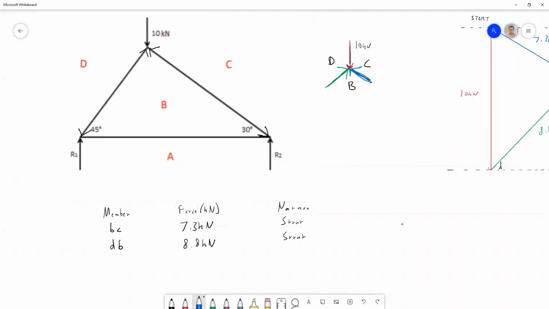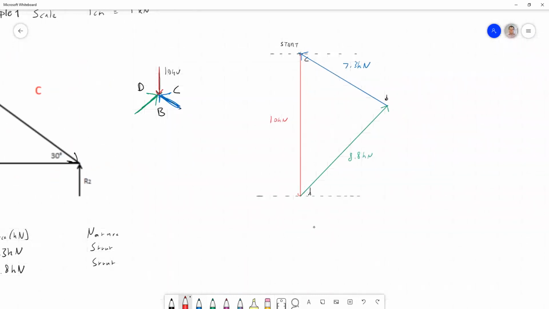Now we come to look at the node at the bottom left here, this node here. So we have one force that we know and two forces that we don't. The force that we know is this one here, the 8.8 kilonewton force.